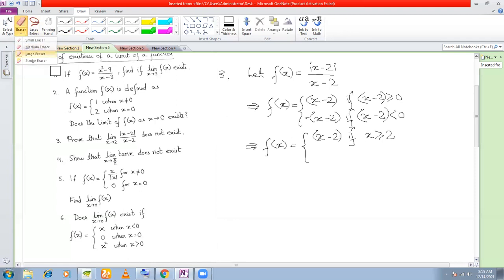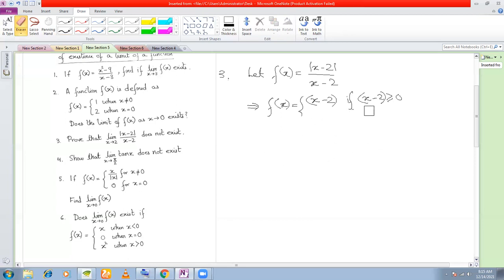Sorry, I made a mistake here with the function. It is x minus 2, and you have a denominator also, which is without the modulus, which is x minus 2, and you have minus of (x minus 2) by (x minus 2) if x minus 2 is less than 0. The function will take either of these values from the definition of modulus. I forgot to write the denominator earlier.